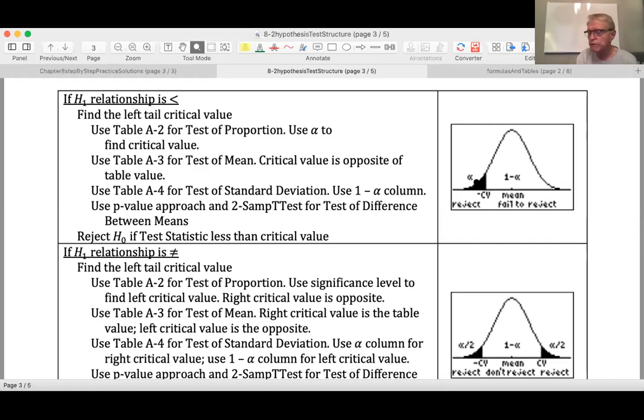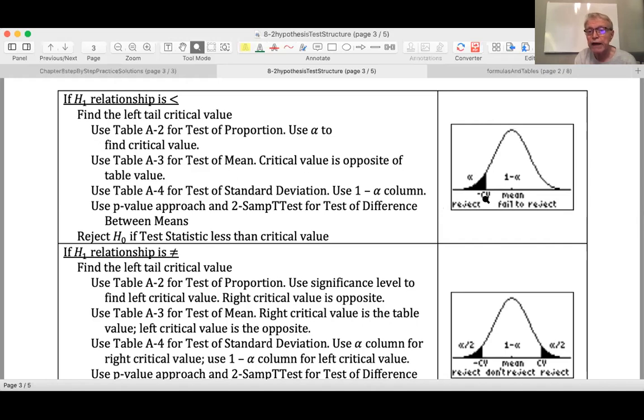So once we've got our curve set up, we need to plot some things on it. A horizontal line with the mean marked. We've got the curve above the horizontal line, the test statistic axis. And other things we're going to plot on here are going to be the critical values. If H1 is less than, then we'll have a single critical value on the left.